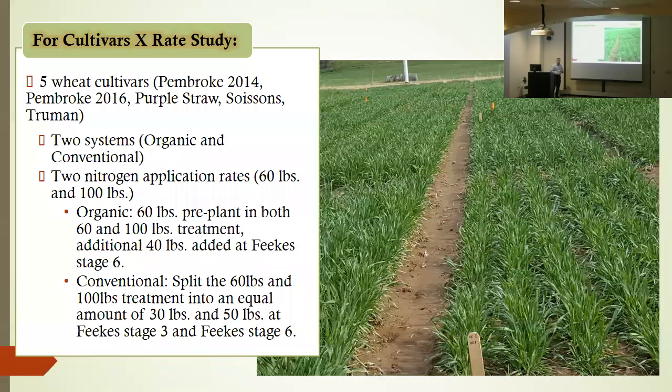For the sake of time, I'm going to focus on the first study, which is the cultivars and nitrogen rate. So the first experiment includes 5 cultivars: Pembroke 2014, Pembroke 2016, Purple Citron, Truman, and Soissons, which is a French baguette genotype. And we have 2 systems, organic and conventional, and 2 nitrogen rates, 60 pounds and 100 pounds.